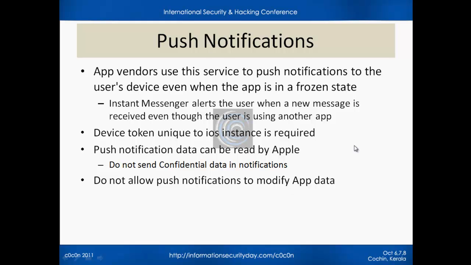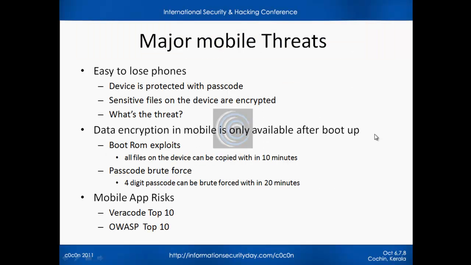Mobile threats. What are the major mobile threats? A user may argue that all files on my device are encrypted and my phone is protected with a passcode, then what is the real security threat involved? The answer is mobile phones are easy to lose and easy to steal. Once the device is stolen, all the files on the device can be copied in less than 10 minutes, even if the device is not jailbroken. This is possible with the help of boot ROM exploits. Currently, all the iDevices except iPad 2 are vulnerable to boot ROM exploits.